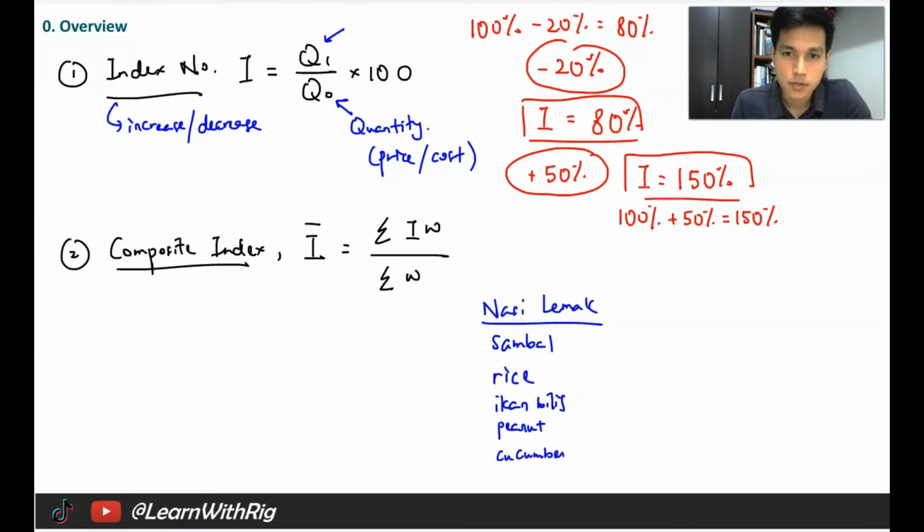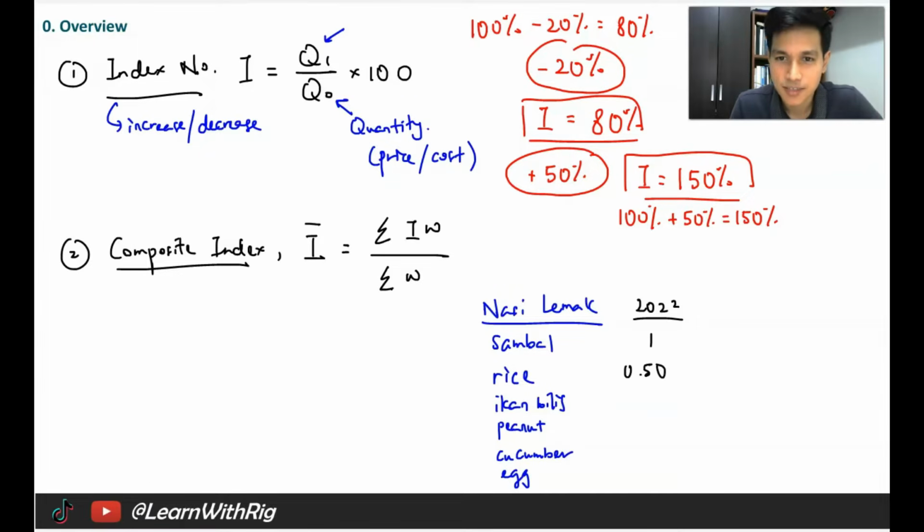Cucumber, you have egg, right? So all of these make up nasi lemak, okay? So let's say in this year, 2022, you're selling, and each of them has their own pricing, correct? I don't know how much the price of all this is, but I'll just give a random price. Let's say this is 1 ringgit, this is 50 cents, okay?